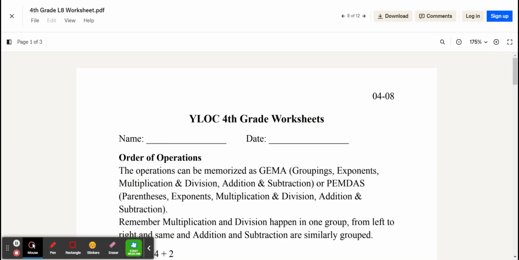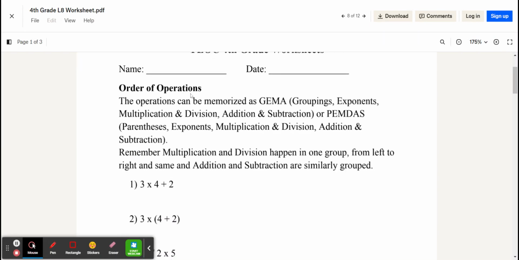For our first section, we have order of operations. And there are a few different ways of memorizing them. The first one I have is GMA, which is groupings, exponents, multiplication and division, addition and subtraction. Grouping is like parentheses or braces or brackets.